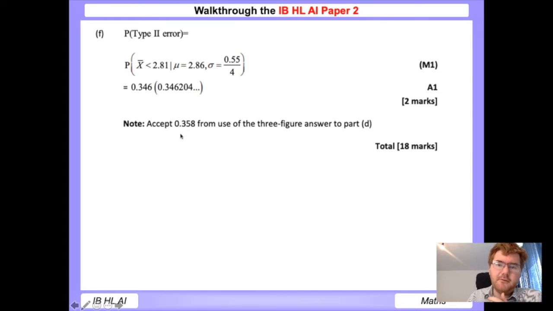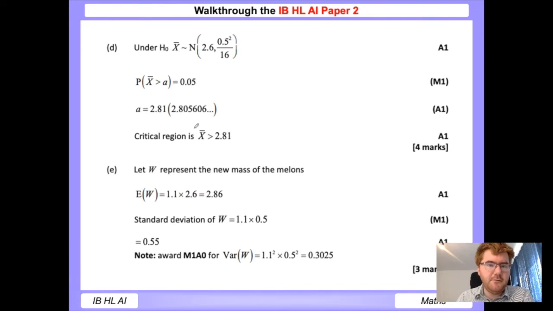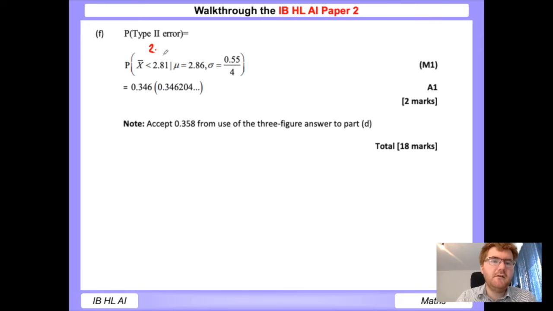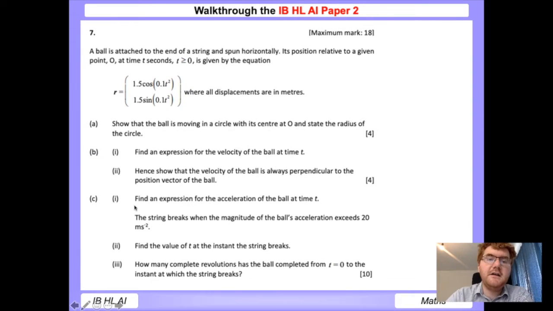And notice I got 0.358. I said to accept this. Strictly speaking, I should have used the unrounded value. So that was 2.8056. If you use that value, you'll get to this answer here instead. All good. Okay, and on to question 7, the very last question.